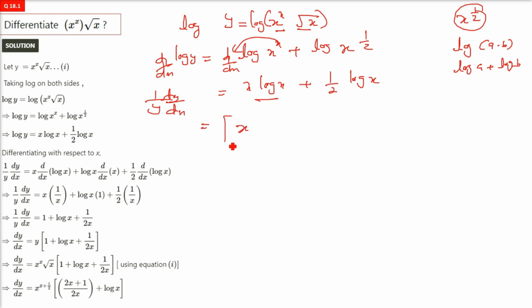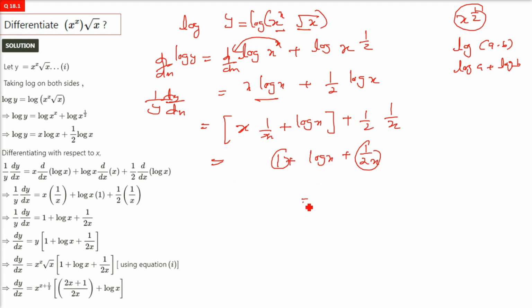So x log x gives x into 1 by x plus log x into derivative of x, which is 1. And then we have half log x, so half into 1 by x. X gets cancelled when we do the product rule, leaving log x, and then 1 by 2x. Now you can take first and last term together just to give them a solution. So 1 plus 1 by 2x will be 2x plus 1 divided by 2x. So 2x plus 1 divided by 2x and plus log x.